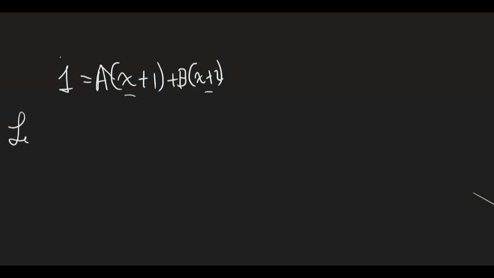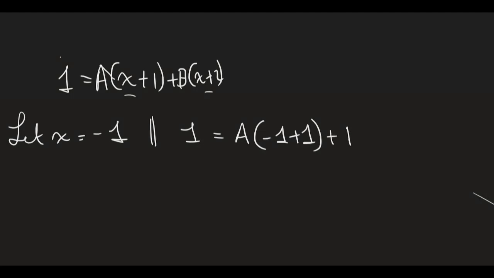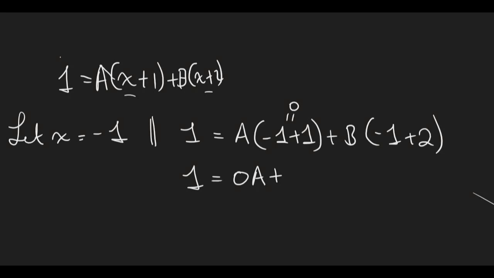So if we let x equal minus 1, then this equation becomes 1 equals a times (minus 1 plus 1) plus b times (minus 1 plus 2). And this will go to 0, and we'll be left with 1 equals 0 times a plus b times 2 minus 1, which is 1. So b is equal to 1.